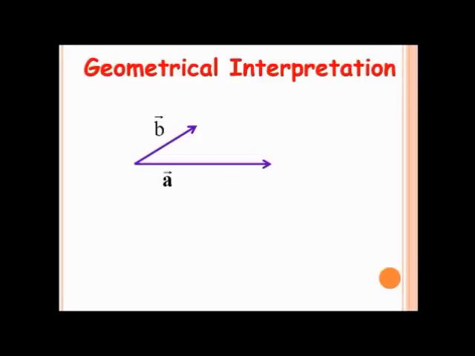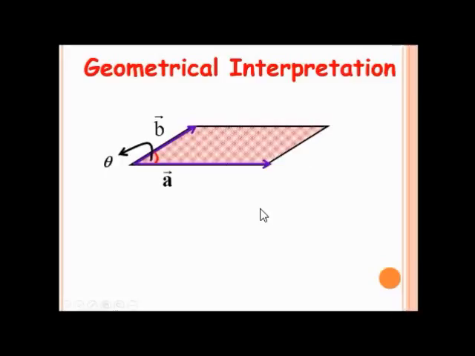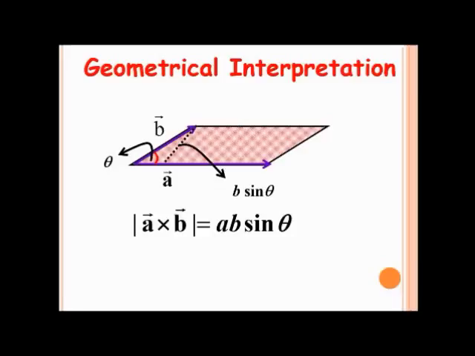So what is the geometrical interpretation of the product of these two vectors? The area given by these two vectors gives the magnitude, and this is theta, you can see. Now if you draw the perpendicular, as we have already seen, it will be AB sin theta. Now A cross B is given as the area of the parallelogram, that is AB sin theta.